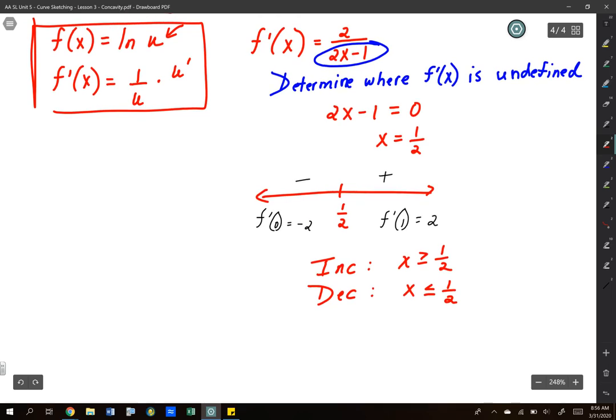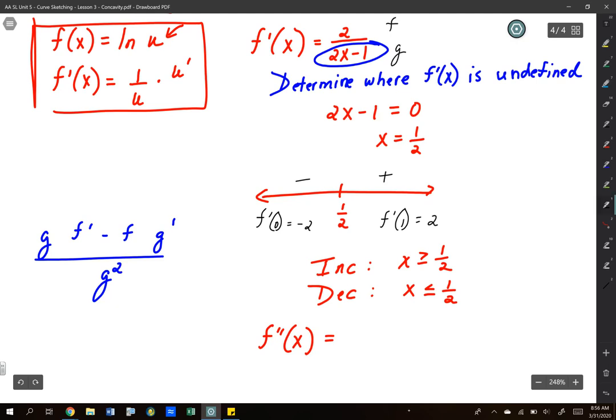All right, now we're going to take the second derivative of the first derivative. We're going to take the derivative of the derivative. And we have to use our friend, the quotient rule. Let me write the quotient rule off to the side here. g f prime minus f g prime all over g squared. All right. So we have, and let me just make a note for you. This is f and this is g.